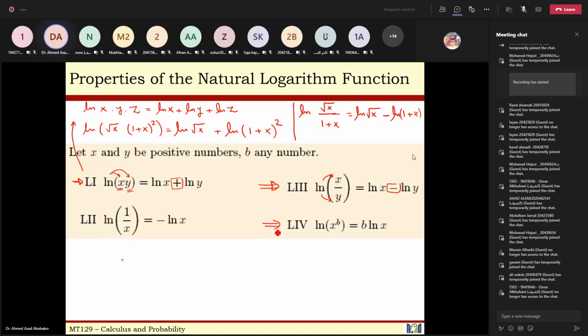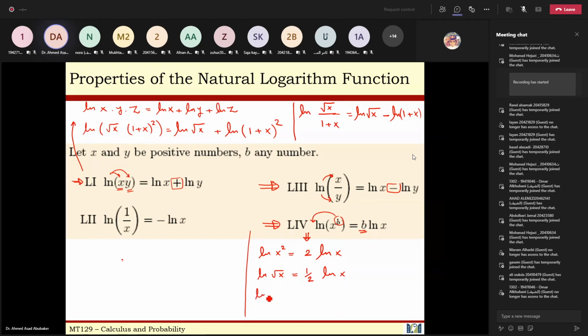Also, we have another property. If we have an exponent, we can put this exponent as a product with the ln. For example, if we have ln x squared, we can put it as 2 multiplied by ln x. If we have ln radical x, radical means x to the power half, so we can put the half outside the ln, multiplied by ln.